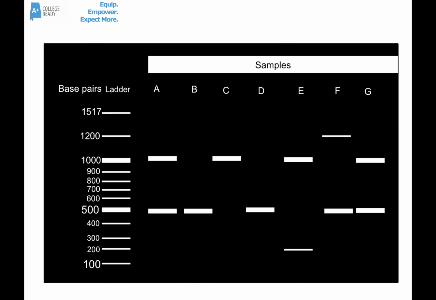So if we look at this diagram and we look at row A, just to the left of row A, we have the ladder DNA. So if we compare the bands in row A, column A, to the bands in the ladder column, we can see that the topmost band in row A is somewhere around 1,000 base pairs in size. And then the bottom band in column A is somewhere around 500 base pairs. If we looked at, say, column E, for example, E has a fragment that's maybe just a little bit less than 1,000 base pairs. And then the small fragment is somewhere between 200 and 100 base pairs in size.